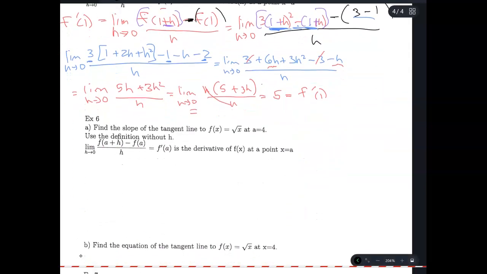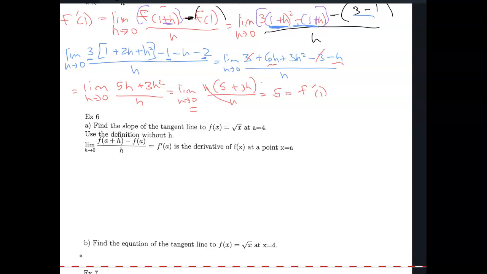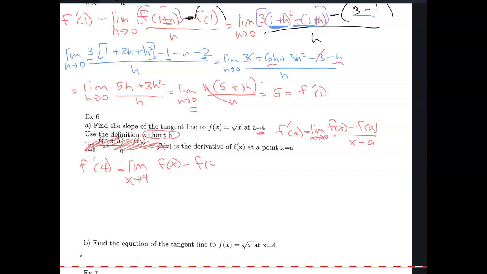All right, so let's try this one. Again, let's use the definition. Oh, whoops. I said use the definition without h, and look at what I did. I wrote down the definition with h. Okay, so let me remind you what the definition without h is. So that's limit as x goes to a, f of x minus f of a all over x minus a. Okay, so a this time is 4, so let's just start with that. f prime of 4 is equal to, remember, if it's without h, you have x going to the number 4. So f of x minus f of 4 all over x minus 4.